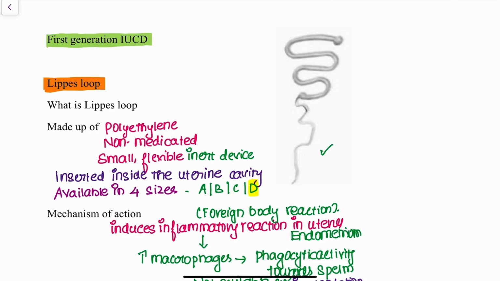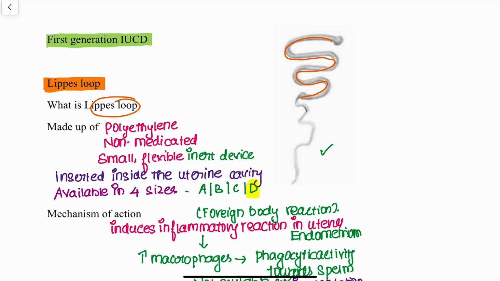This is inserted inside the uterine cavity. So it is an intrauterine contraceptive device. But also it is important for you to know that it is available in 4 different sizes, which are A, B, C and D. Among these, D is the largest Lippes loop, right? So D, as I have highlighted here, is the largest size intrauterine contraceptive device belonging to the first generation, that is Lippes loop, right? Okay, so now you may have guessed why it is called Lippes loop, because it looks like a loop. The shape is like a loop. Therefore, it is called Lippes loop.